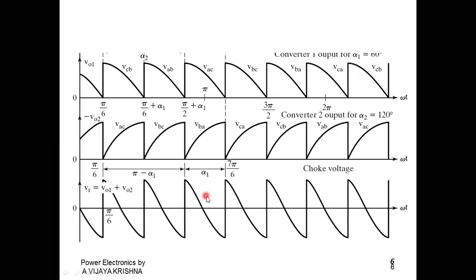Next, their average output voltages are equal, but their instantaneous voltages V01 and V02 are out of phase in the practical dual converter. Both are out of phase. And this results in a voltage difference when the two converters are interconnected, and as a consequence, a large circulating current flows between the two converters, but not through the load.